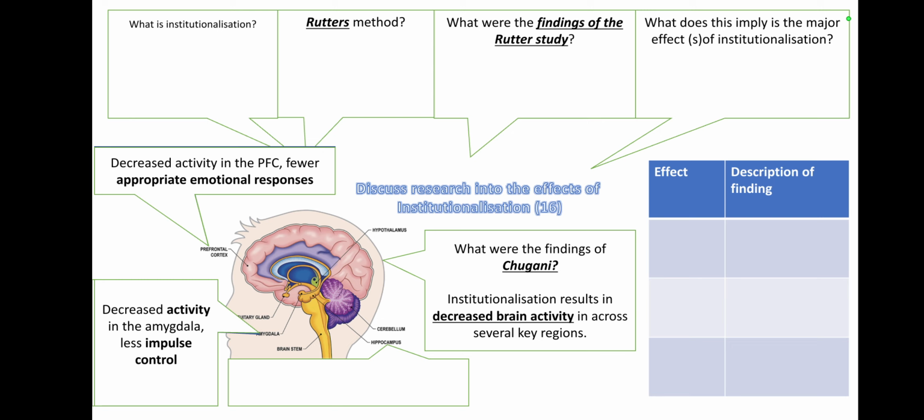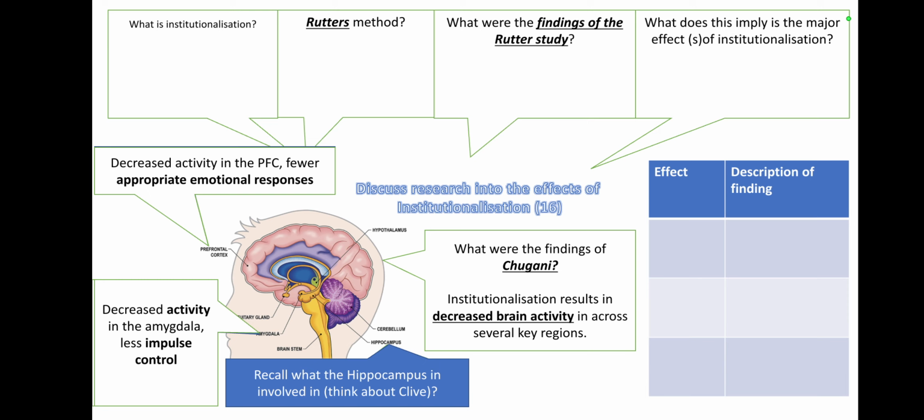So for the children in the institution, it's again to do with this idea that they can often throw temper tantrums when we're not in a social situation where they're able to cling to an attachment figure. So they've got less impulse control.